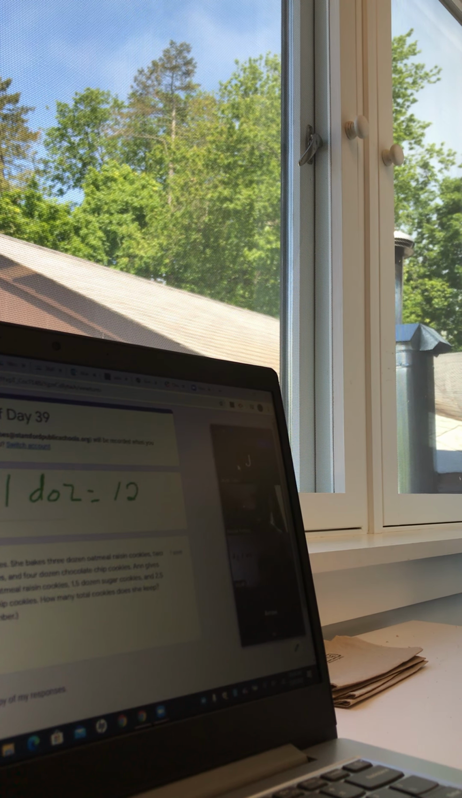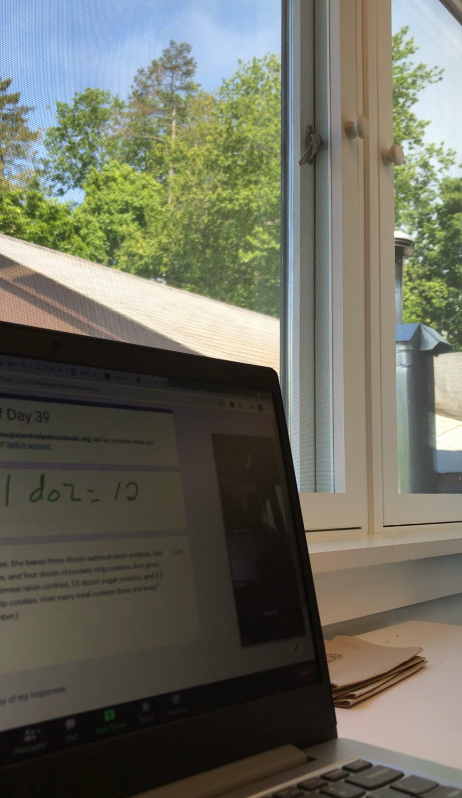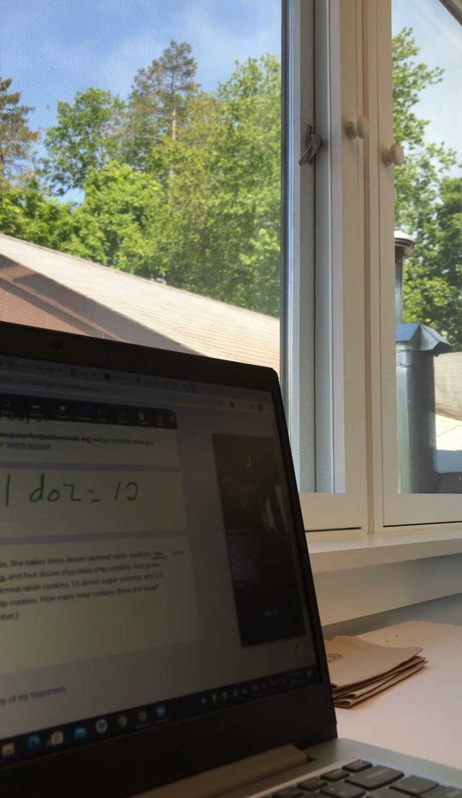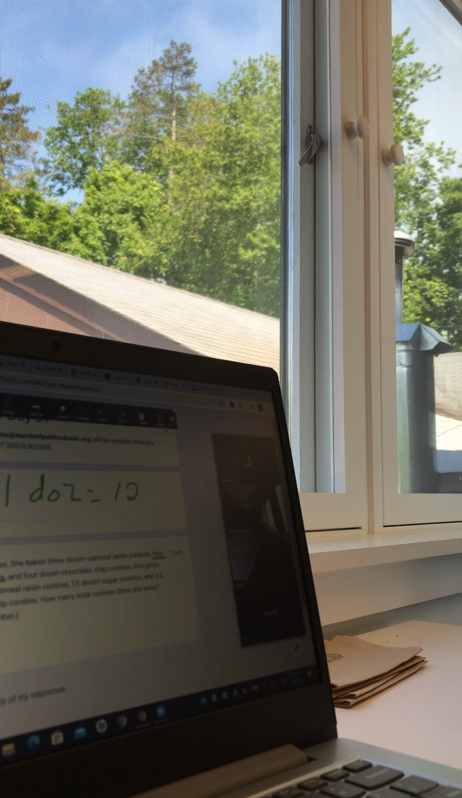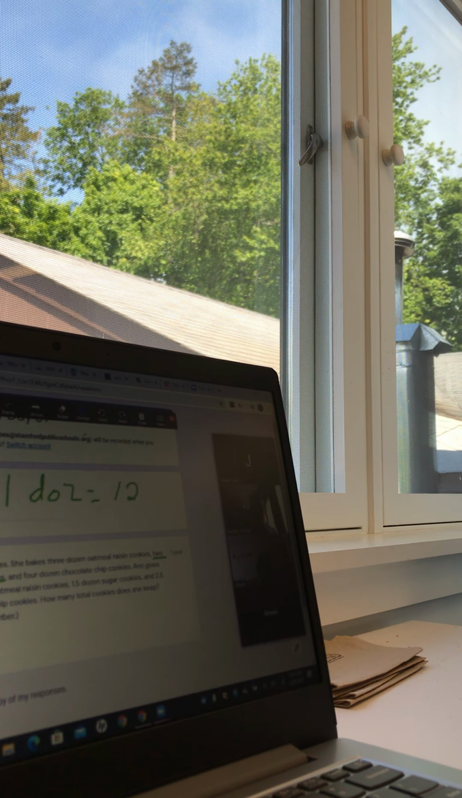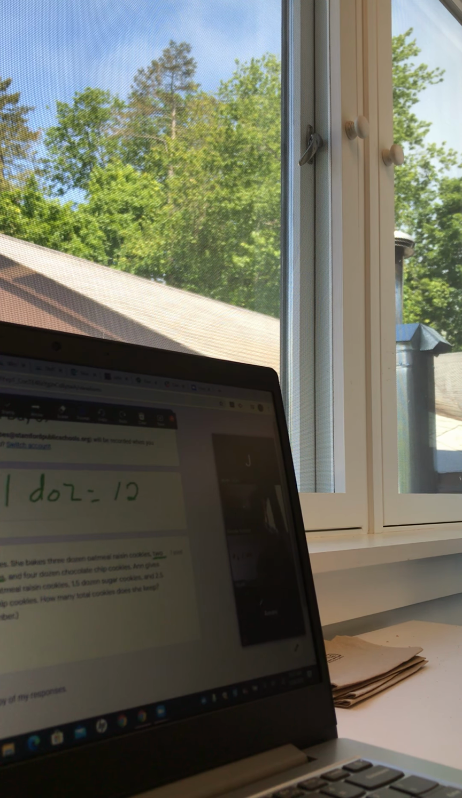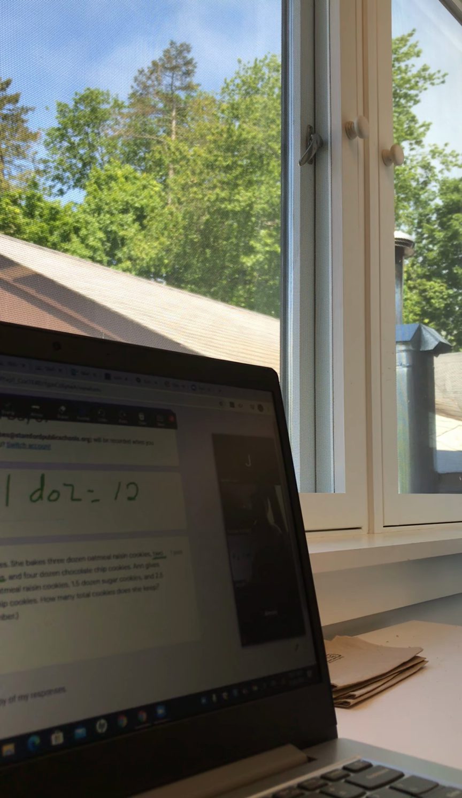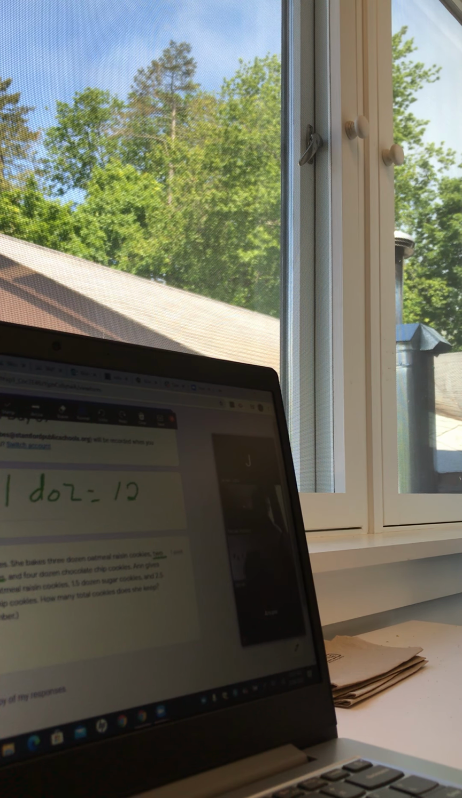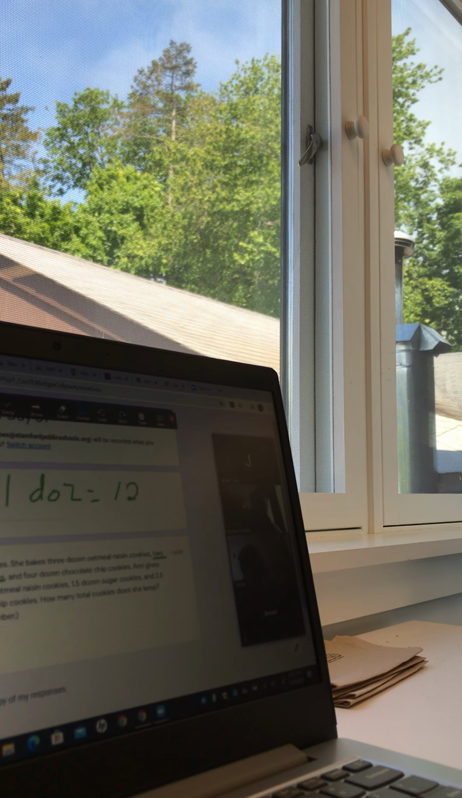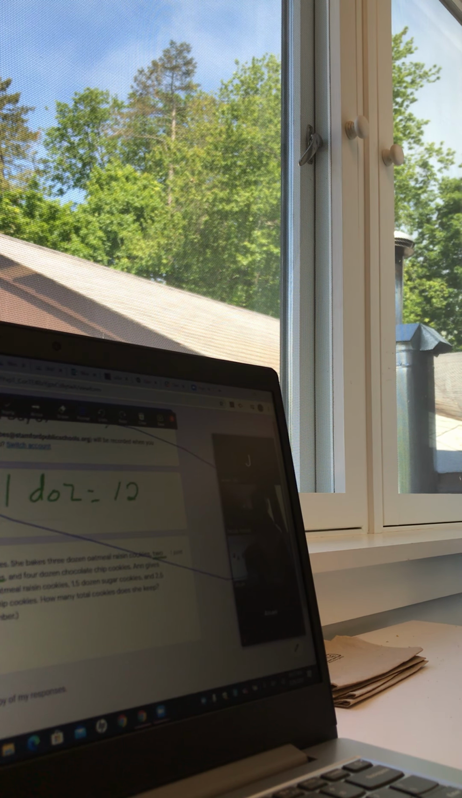So we have 36 oatmeal cookies. We have 2 dozen sugar cookies. So I'm going to put an S for sugar. How many sugar cookies do we have? 2 dozen. Which is how many cookies? 12.